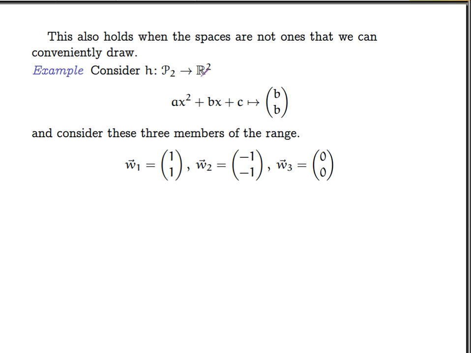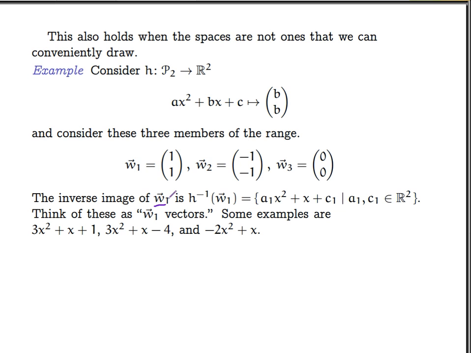All right, this also holds in spaces that are not ones that we can conveniently draw. Consider the function from quadratic polynomials to R2 that maps this polynomial into this vector. Notice that this image vector only depends on the linear coefficient. And consider the following 3 members of the range.